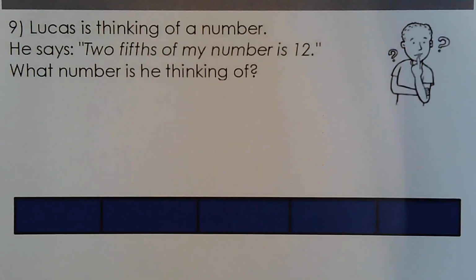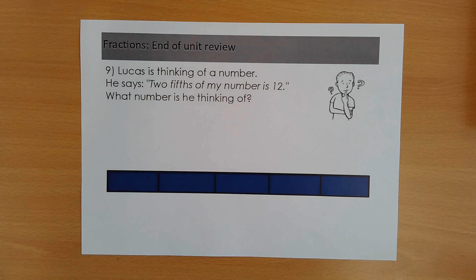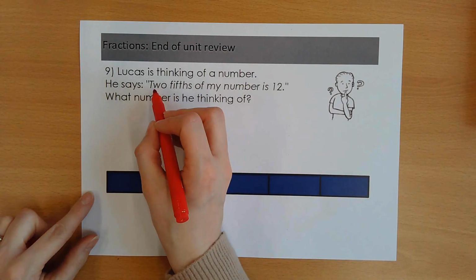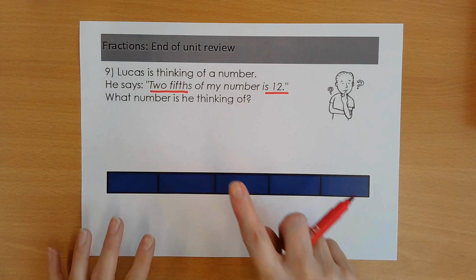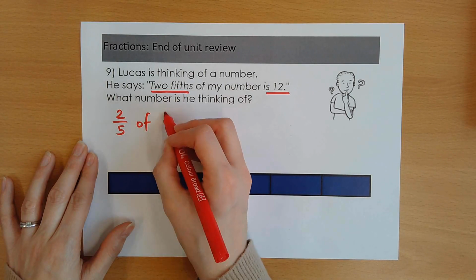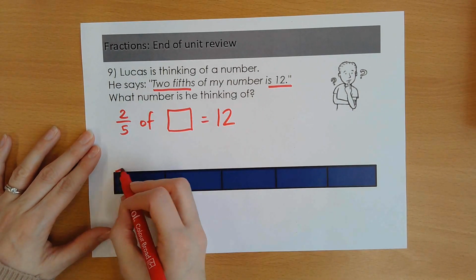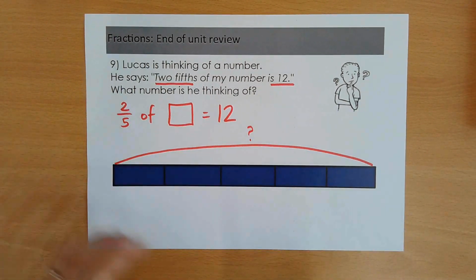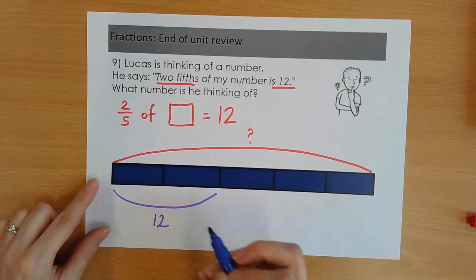Okay, hopefully you've managed to have a go at that. Let's go through together our final question. Okay, so Lucas is thinking of a number. He says 2/5 is 12. 2/5 is equal to 12. What number is he thinking of? So I'm trying to find the whole now. So it's 2/5 of something is 12, just like we've been practicing. Okay, so I'm going to label my bar model. I don't know the whole yet. That is what I'm trying to find out. But I do know 2/5 is equal to 12.